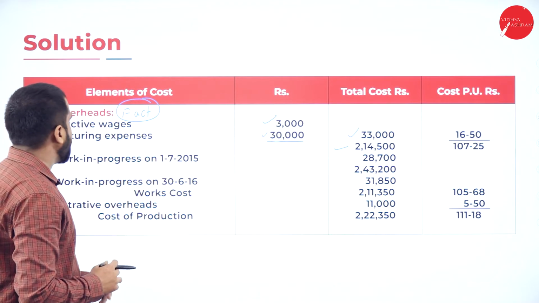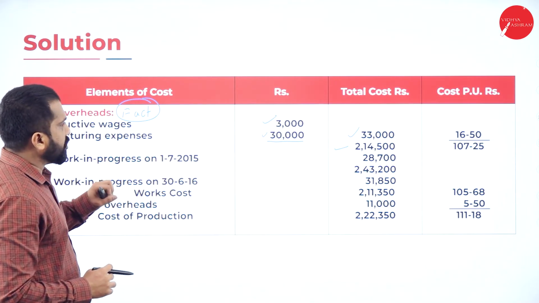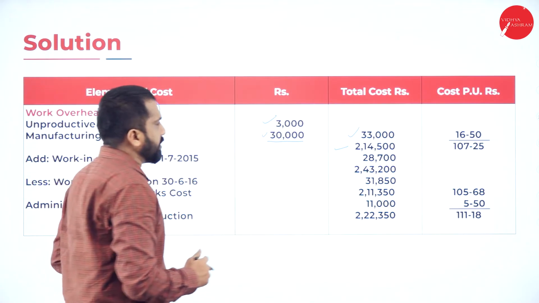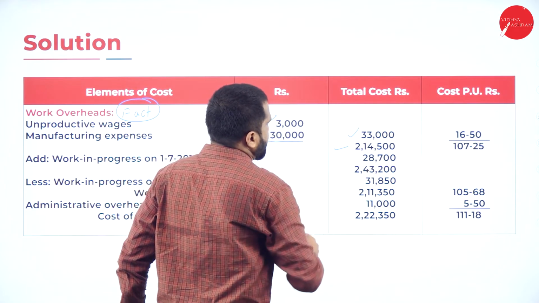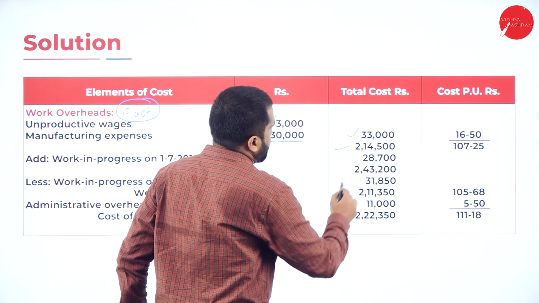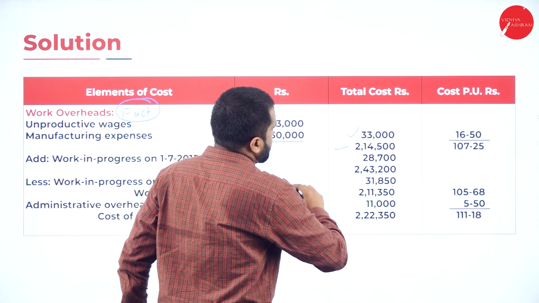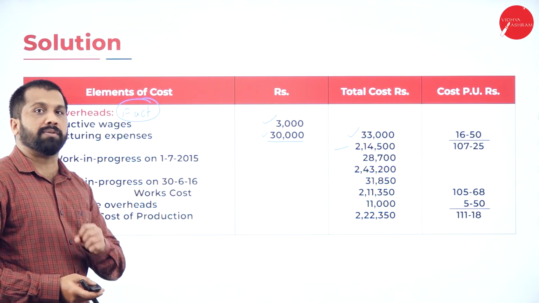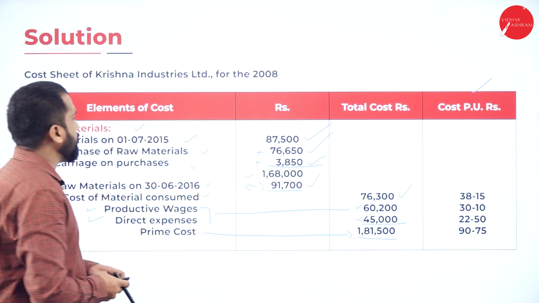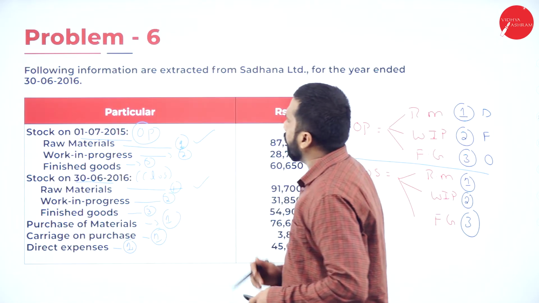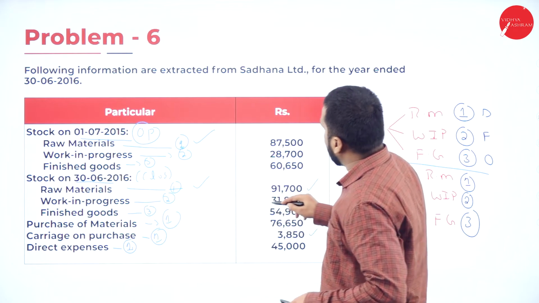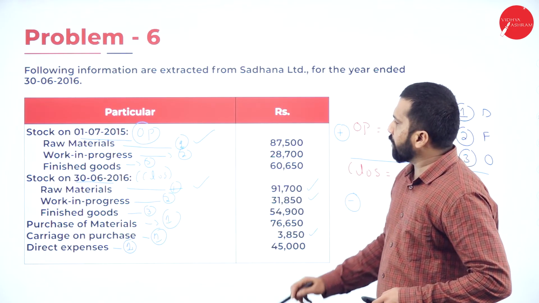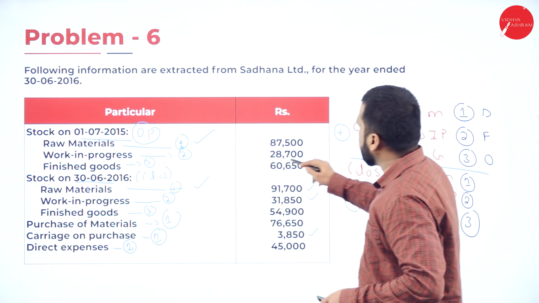2,14,000. Now, what is the closing stock of work in progress like? 214 plus 33, how much will it be? 247 something, and 33. I'll go back so that you get the exact amount. Now, work in progress is how much? 31,850. Closing. Opening work in progress is how much?